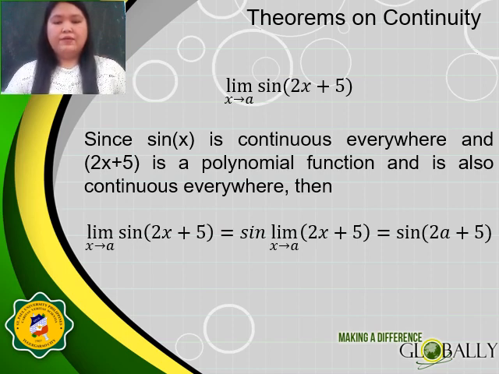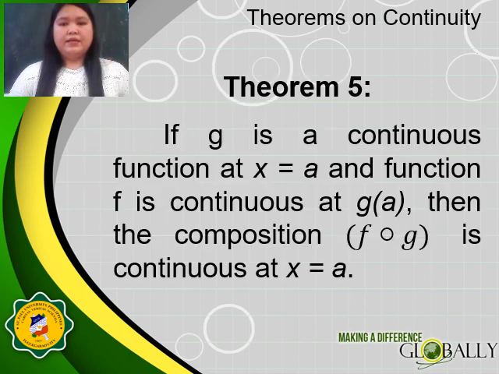So as you can see, we have brought the sine function out of the limit, and then we just evaluated 2x plus 5 by substituting x by a, and that is equal to sine of 2a plus 5. Next, for theorem number 5, we have if g is a continuous function at x is equal to a, and function f is continuous at g of a, then the composition f of g is continuous at x is equal to a. So this theorem focuses on the composition of two functions f and g.